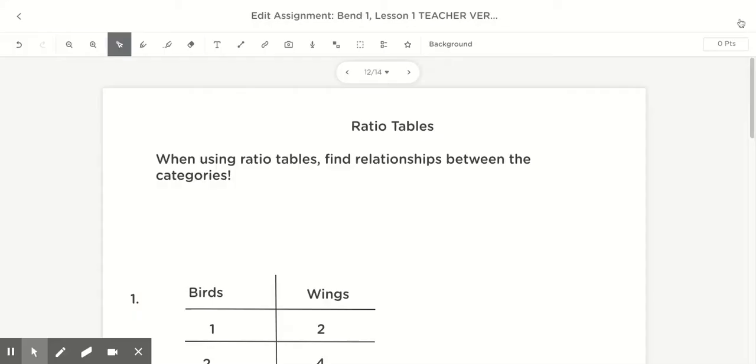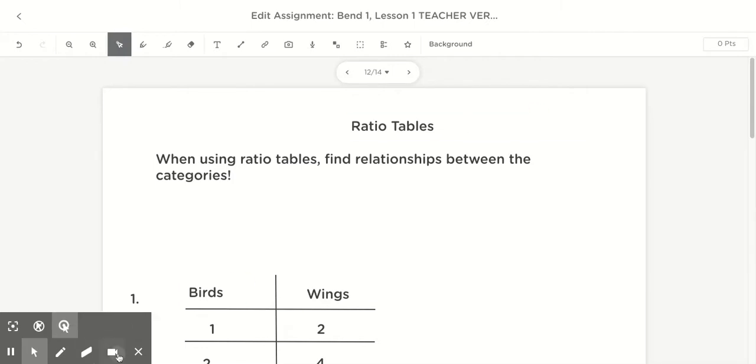Today, what you're going to be learning about is ratio tables and doing the same strategy we've been doing, using small problems to help us solve big problems. But this time, instead of using an array or an area model, we're going to be using a ratio table. So let's get started reviewing just what a ratio table is.